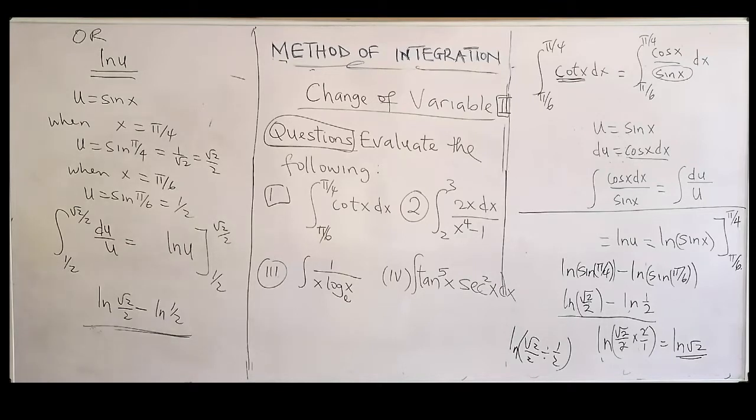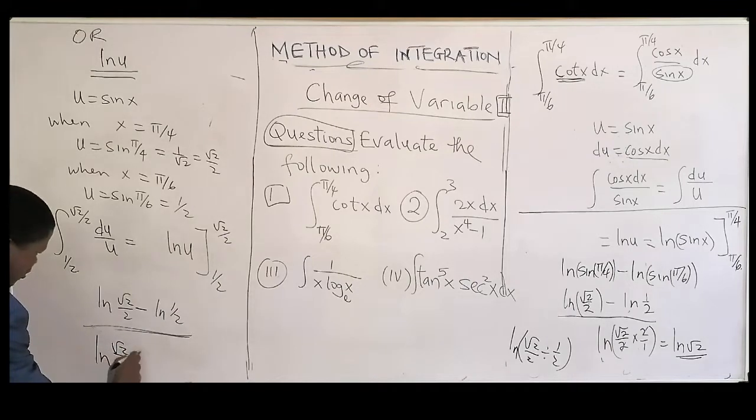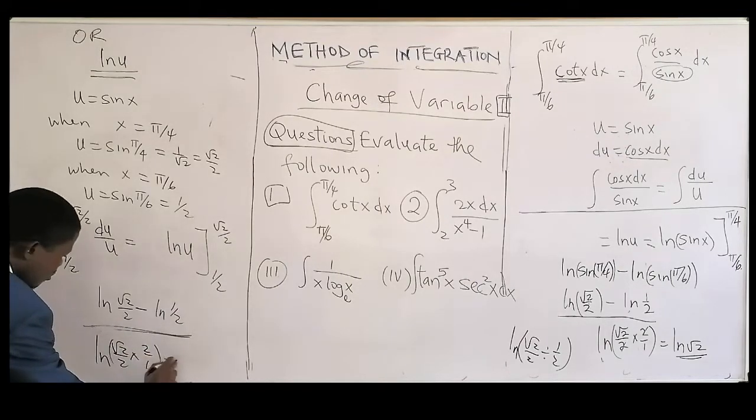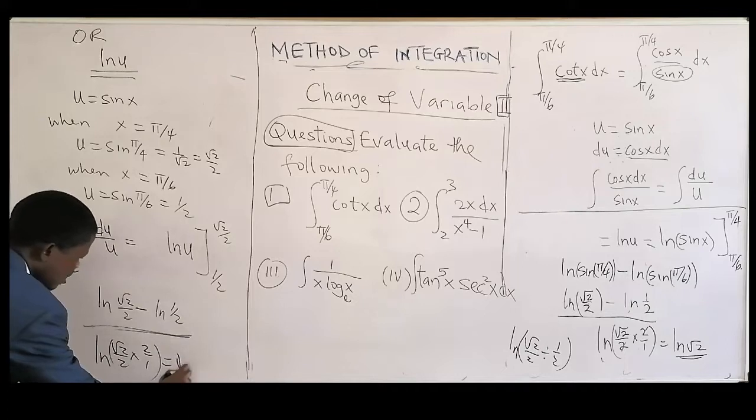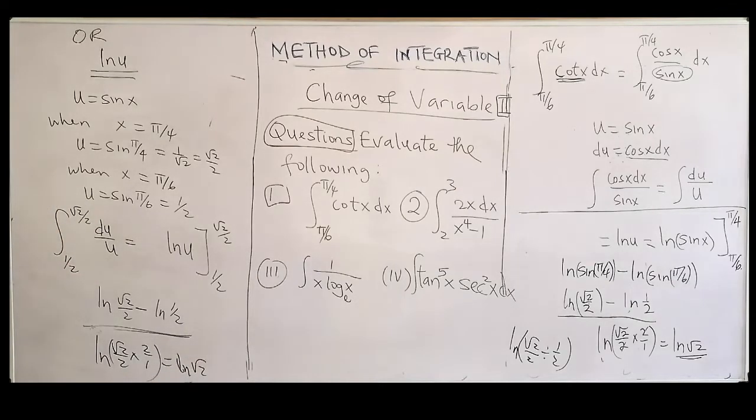Next question. If you want to finish it, that will be ln root 2 over 2 times 2 over 1. And that's what? ln 2.